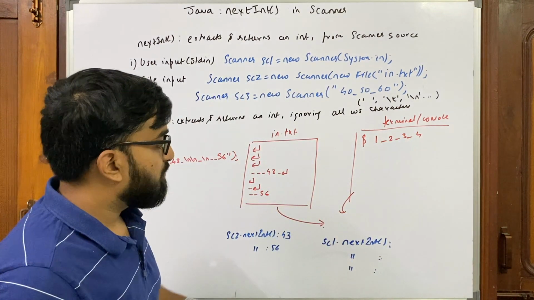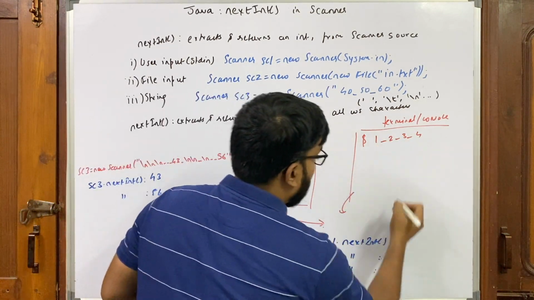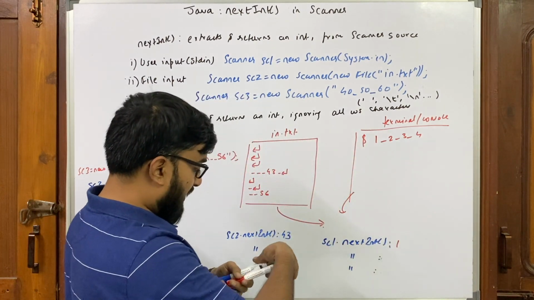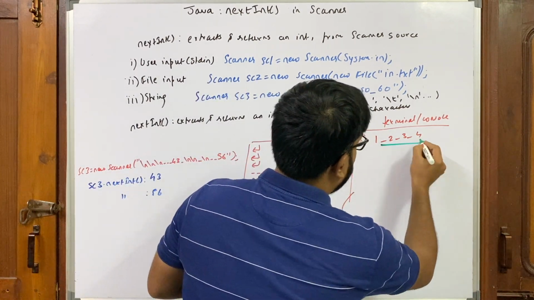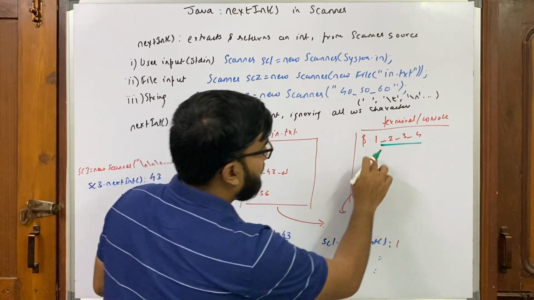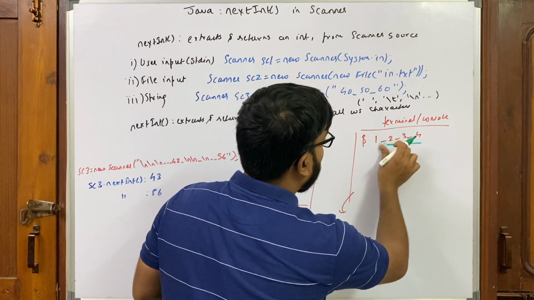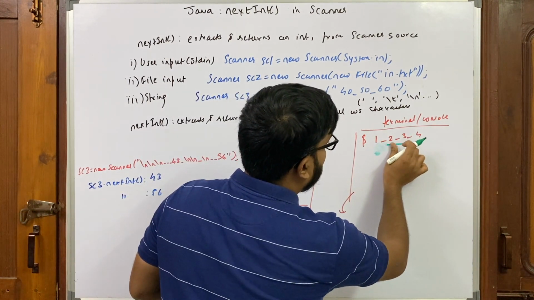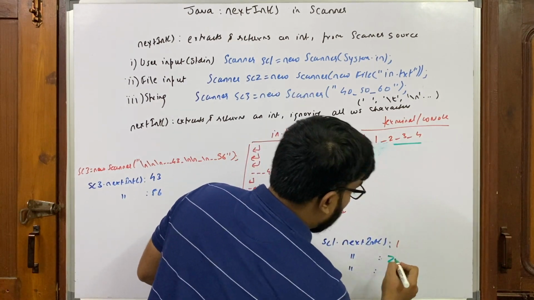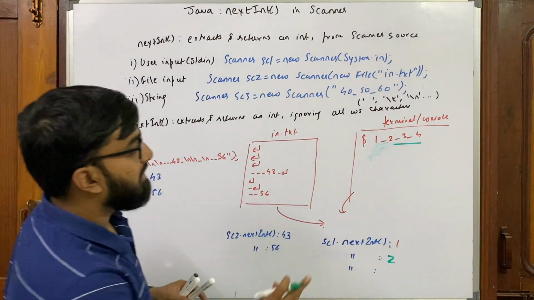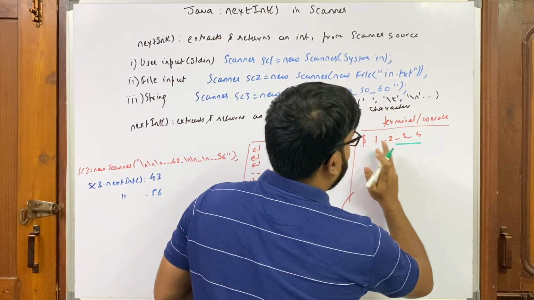In our next input case, I take 1 space 2 space 3 space 4. My first call of nextInt is going to return 1, and the input that is left is this part. In the next call of nextInt, this white space will be ignored, and I will be returned 2. So I get 2 as my second call to nextInt, and this part is left as input.